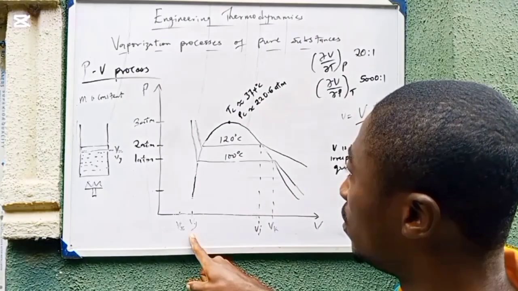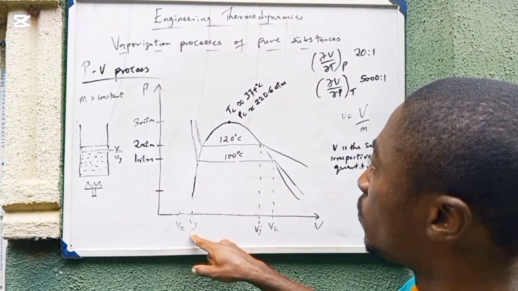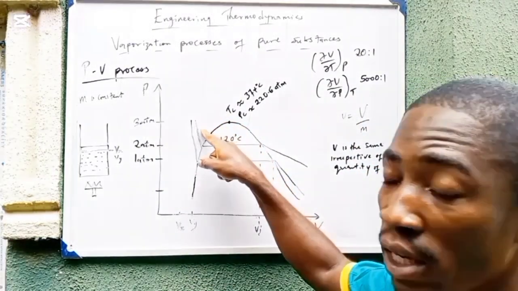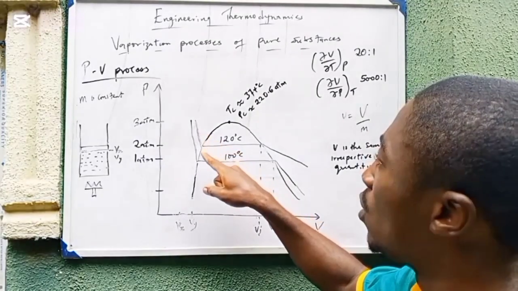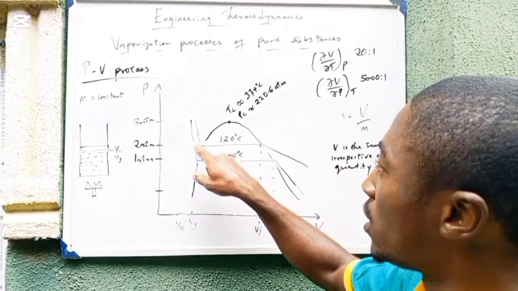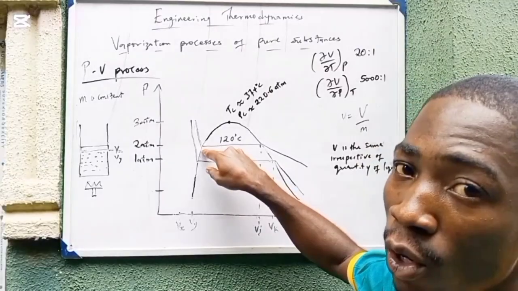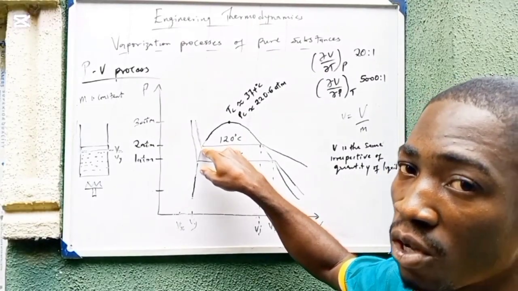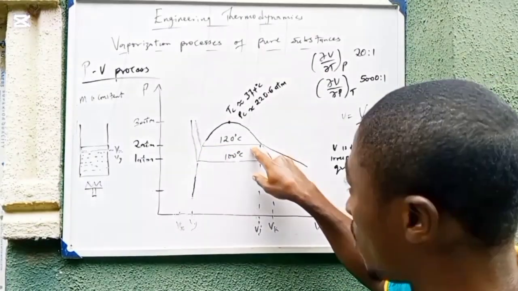So our liquid has a volume of Vy. Then we keep reducing pressure. As we are reducing pressure, when we get to 2 atm, water starts boiling. We can no longer reduce pressure. Pressure becomes constant and temperature is already constant.